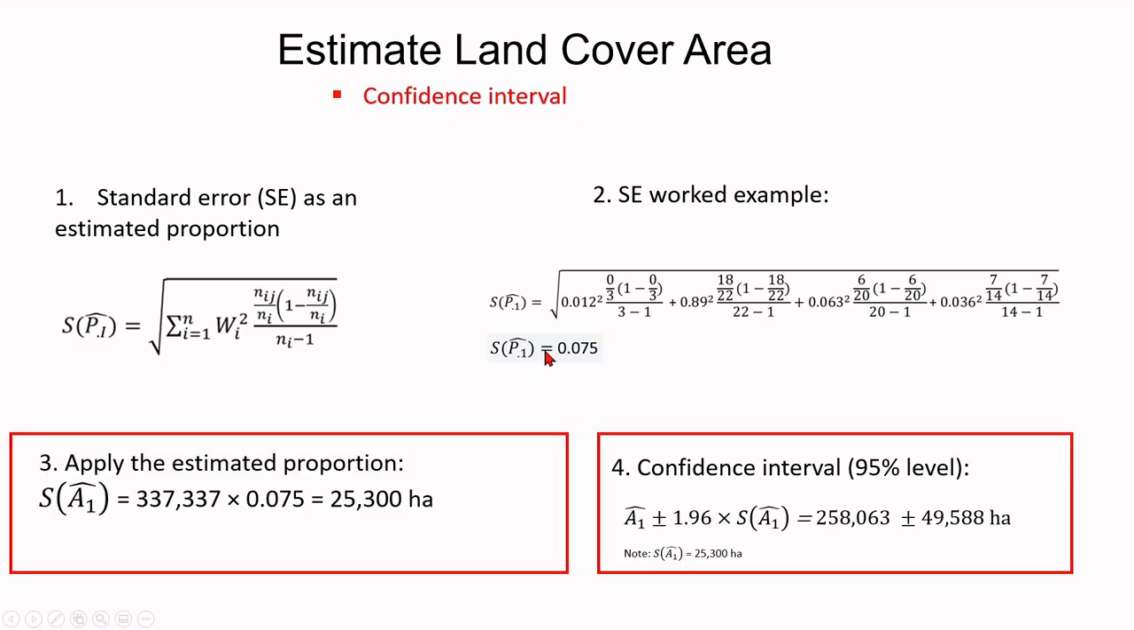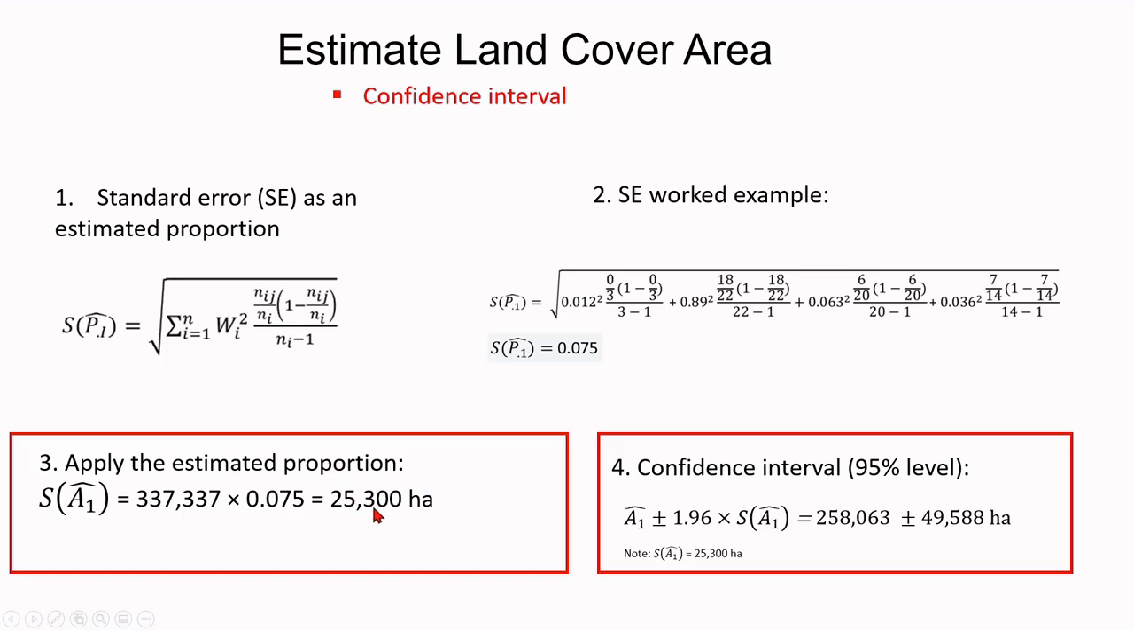Once you have your proportion for vegetation, which is 0.075, you are going to apply that proportion. So you take the whole study area. We know the size to be what? 337 hectares times 0.075. So what is the standard error in hectares? 25,300 hectares. So that is the standard error.